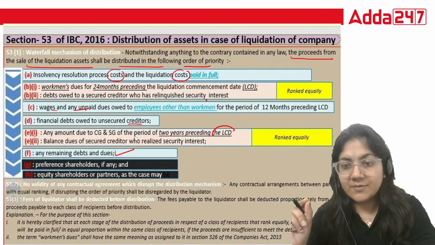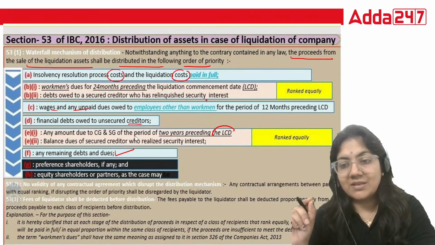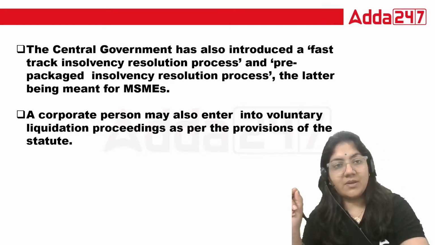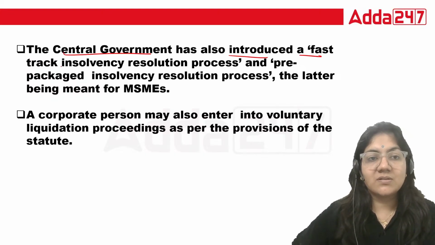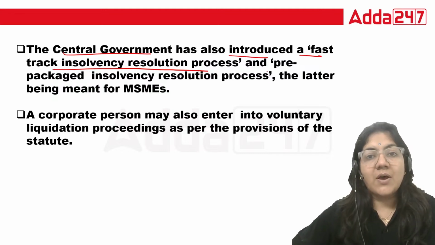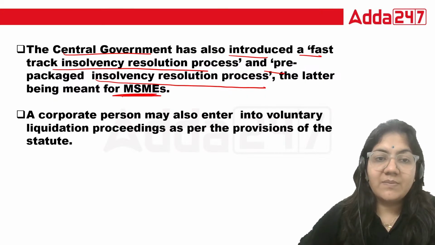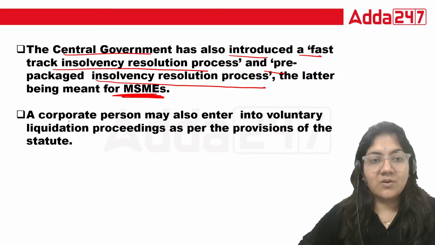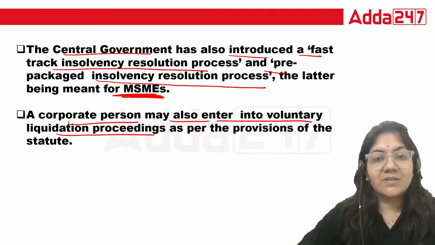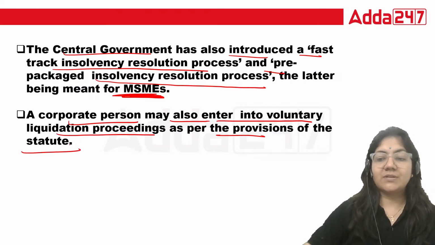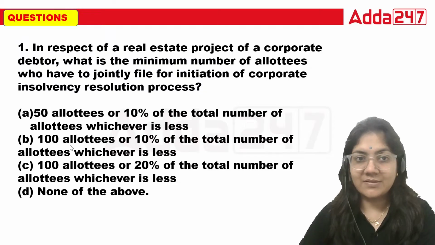That is important. So in this way, we can say how the distribution of assets in the case of a company will be done. The central government also introduced the fast track insolvency resolution process and the pre-packaged insolvency resolution process. The pre-pack is basically for the MSME. A corporate person may also enter into voluntary liquidation proceedings as per the provisions of the code. Now class, some questions and answers that are important.